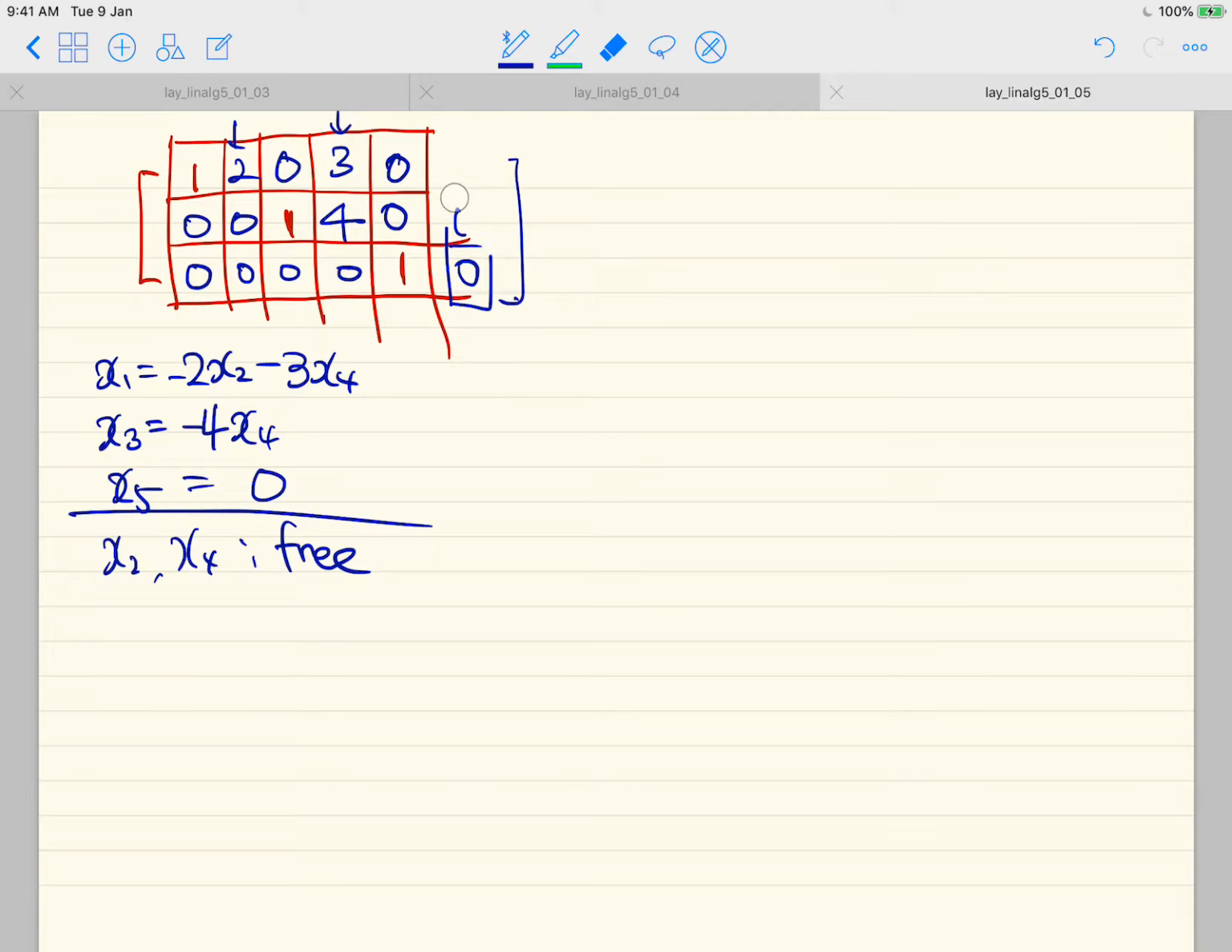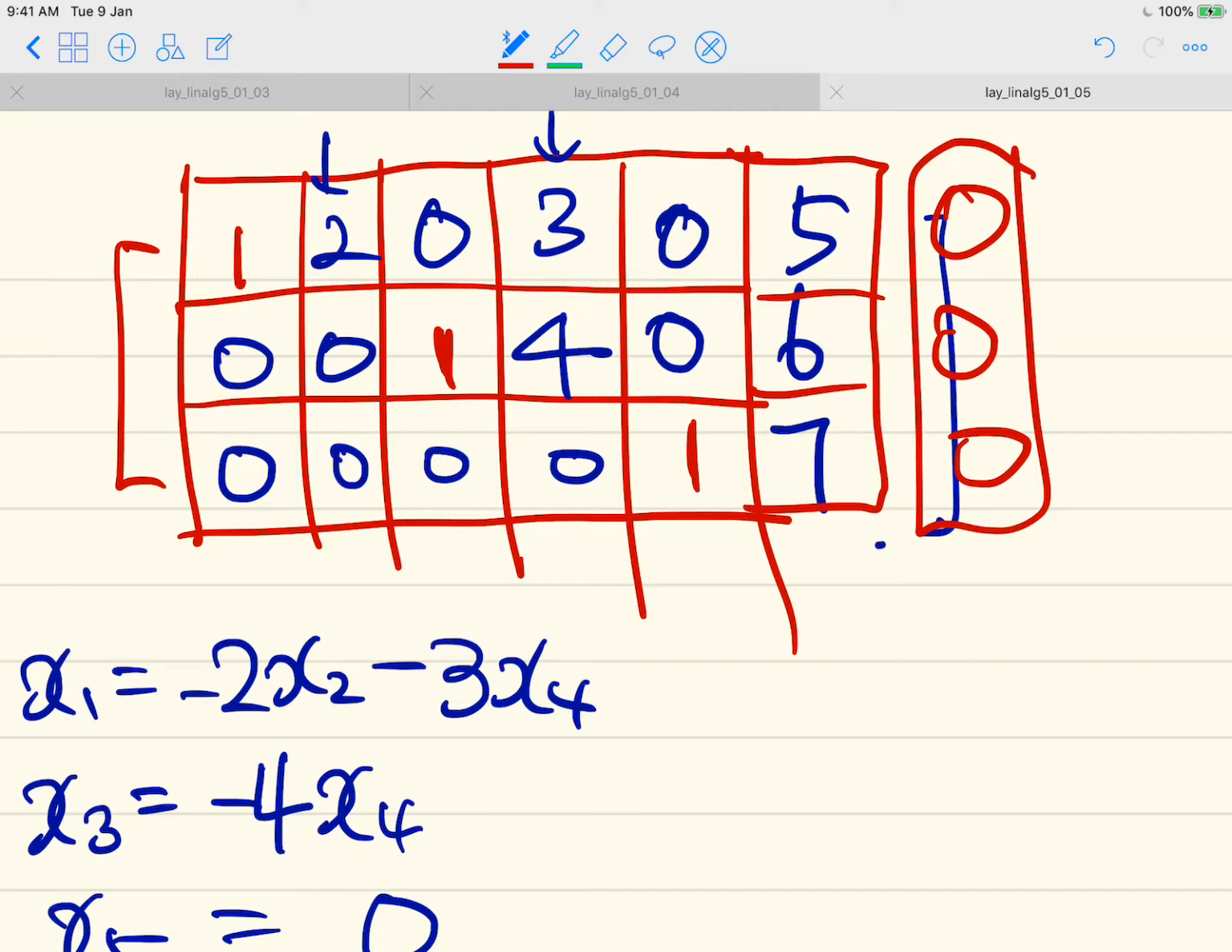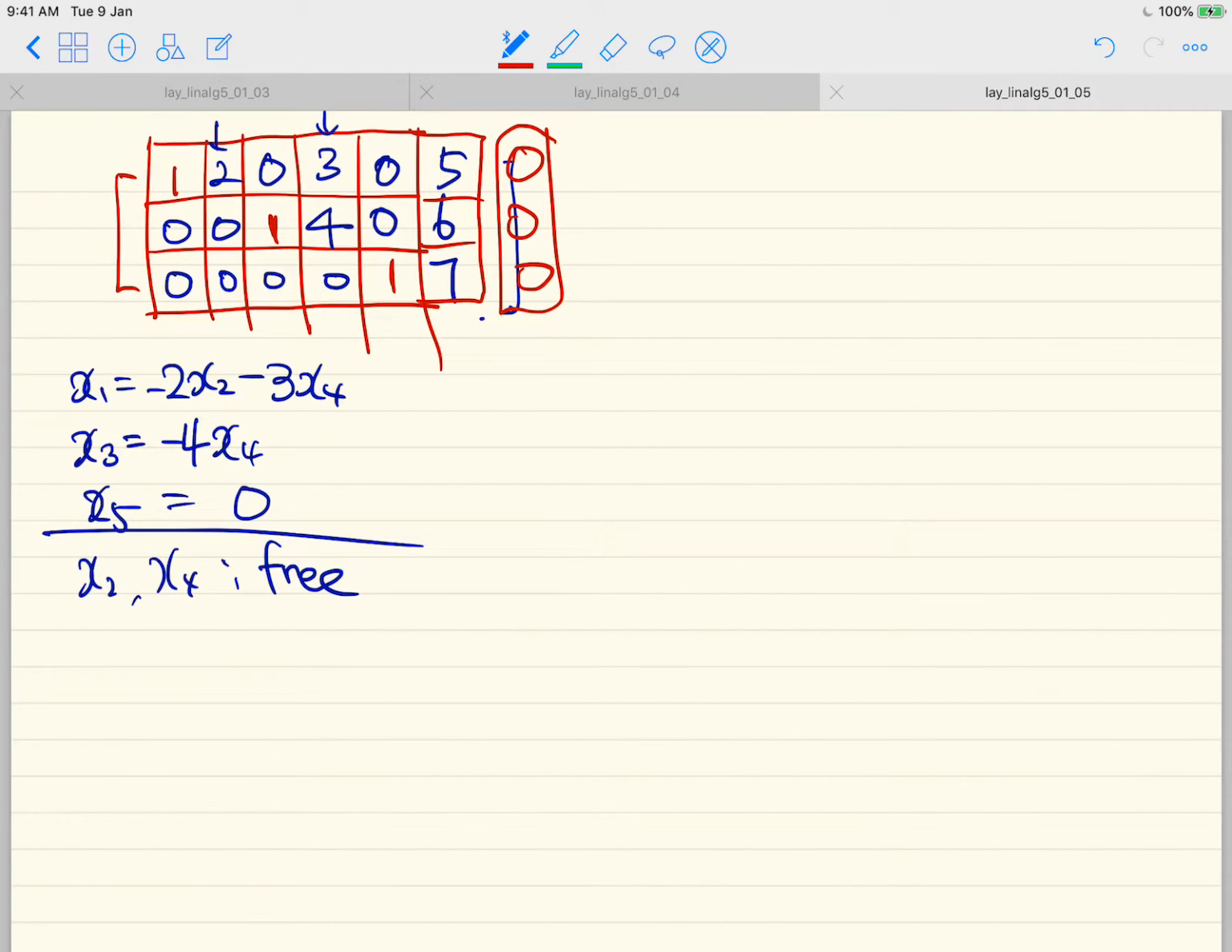Let me just make it more interesting. So in this case, A goes up to 5, 6, 7, 8. Okay, so we have 6 variables in total, and 3 of them are basic, and the other 3 are free, right? And then x5 is 5 and 6 times x6, and negative 7 times x6. Okay, so I'm going to show you how to obtain the parametric vector form.